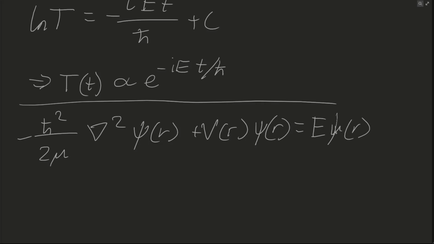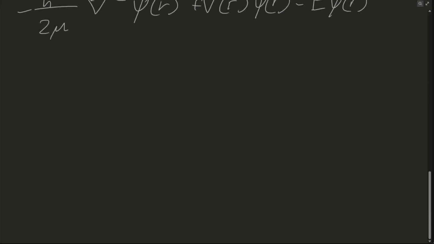I could probably do that a bit neater. There you go. Now this is our time independent Schrödinger's equation, which is really useful. Now we have one more thing that we want to define here.